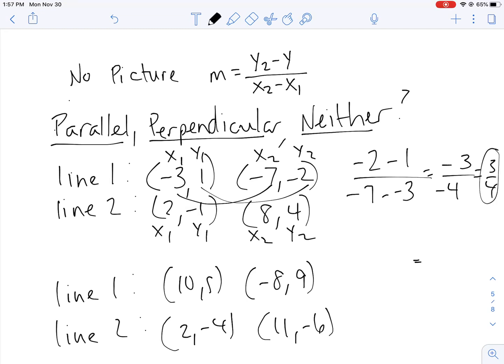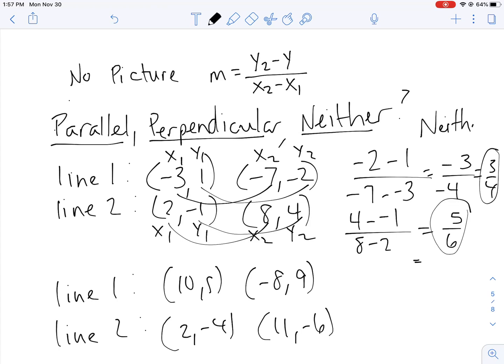And I apologize that I'm solving these kind of quick. At any point, you can slow the video down and check my work. This is 4 minus negative 1 over 8 minus 2, which is 5 over 6. Let's see, parallel would be the same. They're not parallel. Perpendicular would be flipping the numbers and changing the sign. That didn't happen either. So these are neither.